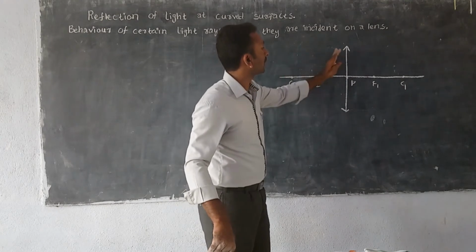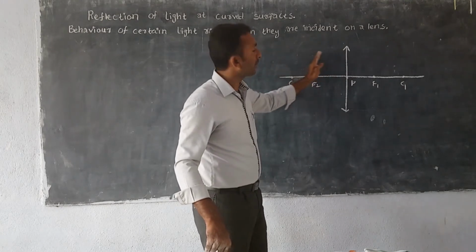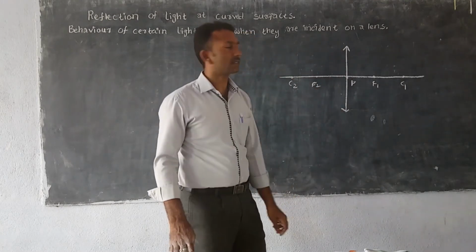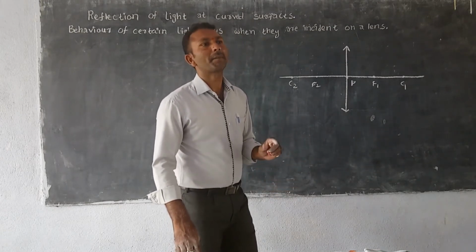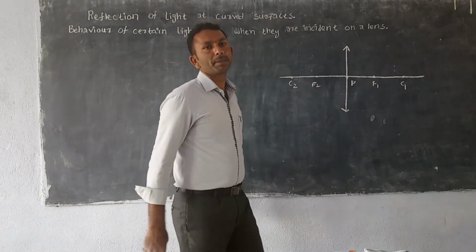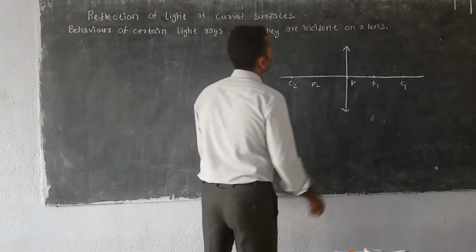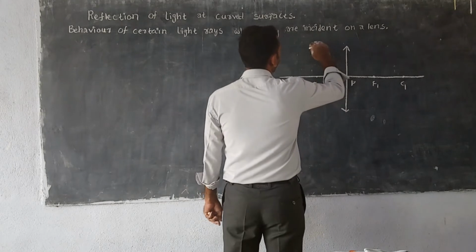When the light rays are going parallel to the principal axis, we have discussed. But here, if the parallel light rays are going making some angle with the principal axis, what will happen? Let us see.